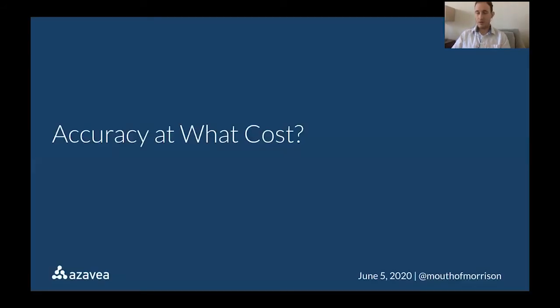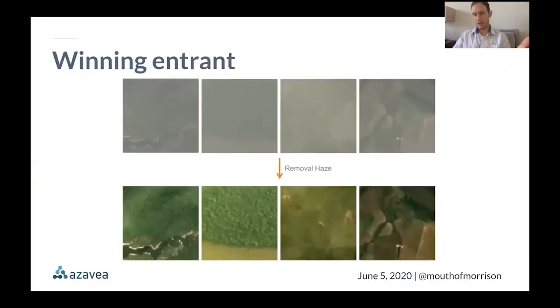So one of the questions you have to ask yourself, apart from accuracy, is: if you're comparing two models, one is extremely accurate but very resource intensive, and one is pretty accurate but very cheap to run, you have to factor that in. The winning entrant in this case had a very clever, non-machine-learning-based haze removal pre-processing step that they ran, and that's what put them over the edge.